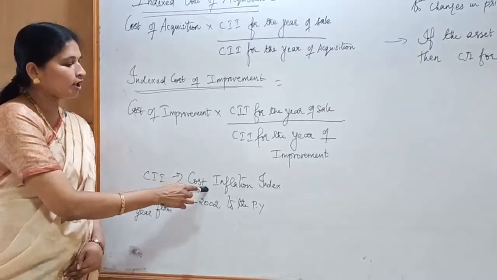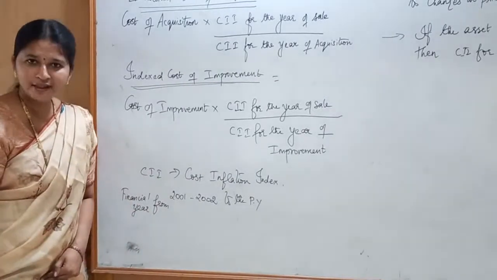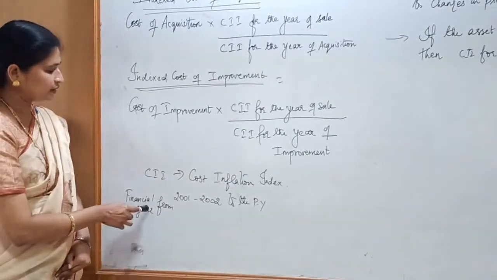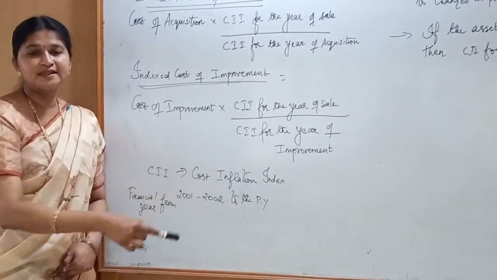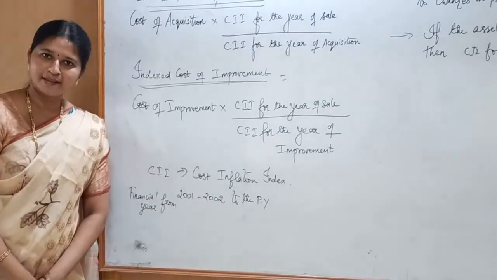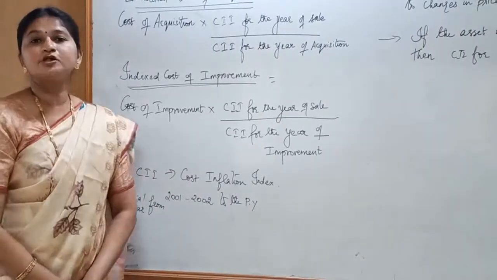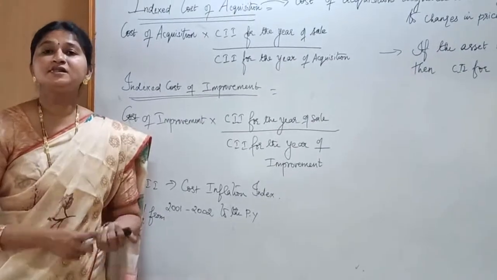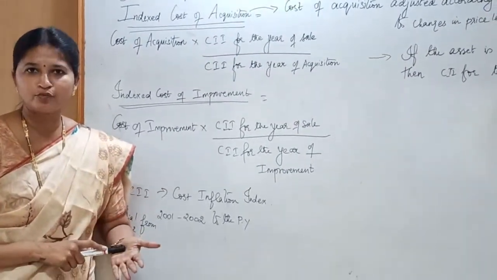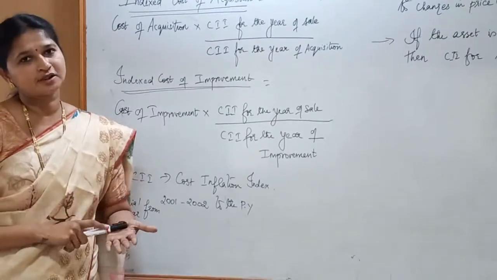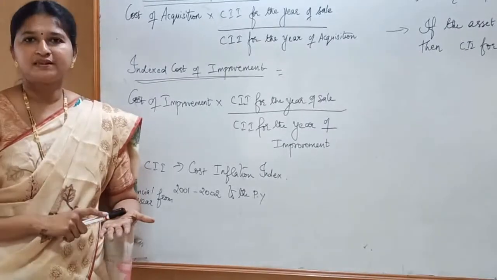CII is cost inflation index, and cost inflation index from the financial year 2001-2002 to the previous year will be given in all the income tax textbooks. And in case of indexed cost of improvement, if the cost of improvement takes place before 1/4/2001, then such cost of improvement should not be taken for calculating capital gains.